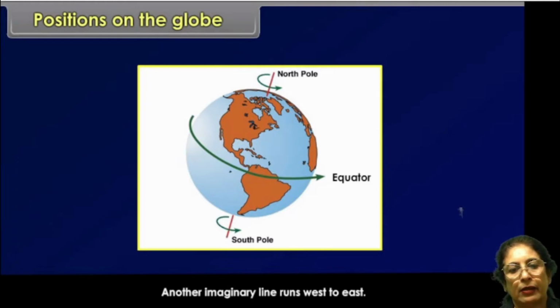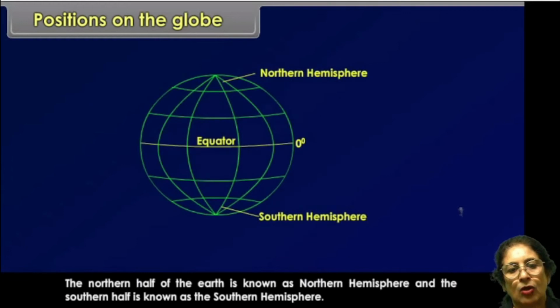Another imaginary line runs west to east. It divides the earth into two equal parts. This imaginary line is known as the equator. The northern half of the earth is known as the northern hemisphere and the southern half is known as the southern hemisphere.